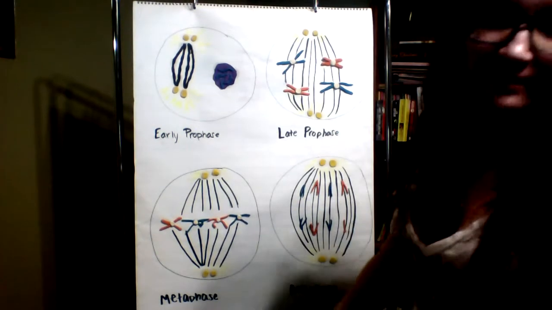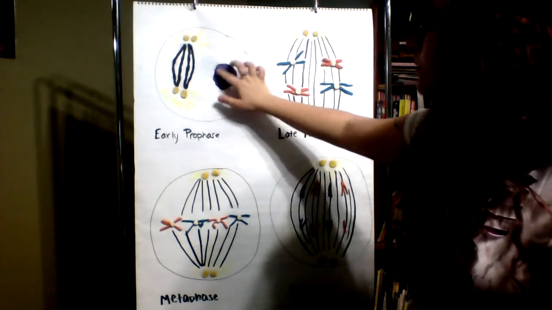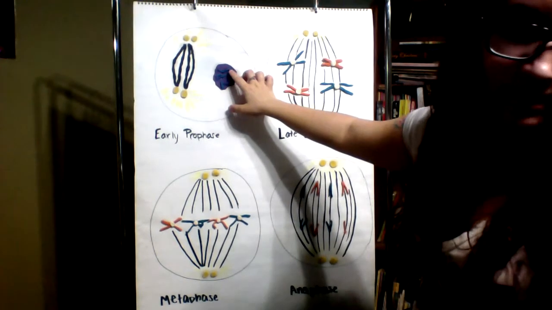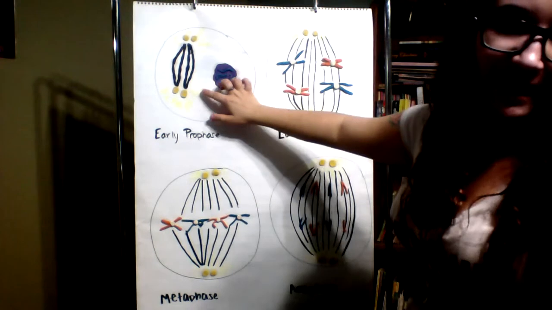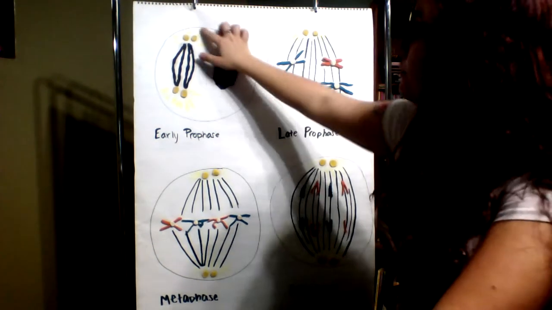The next step is early prophase, which is right here. We have our nucleus with the coiled DNA, which can now be seen. Spindle fibers extend between each of the centrioles, and pairs of smaller microtubules radiate into the cytoplasm, which is this yellow marker right here.